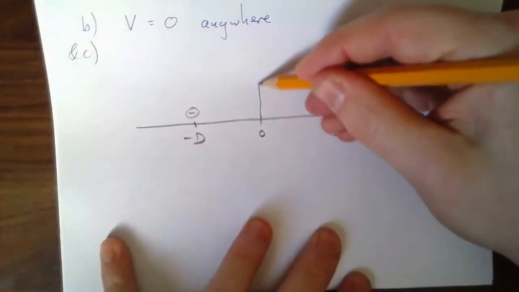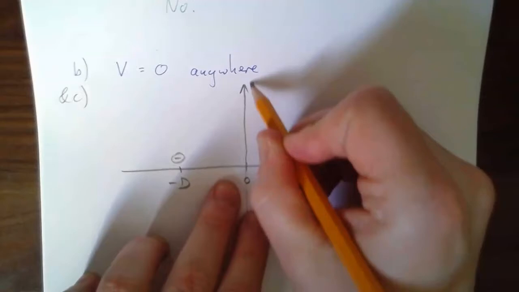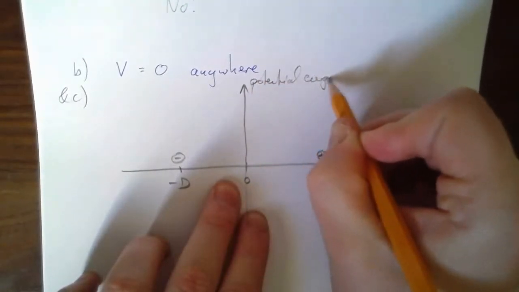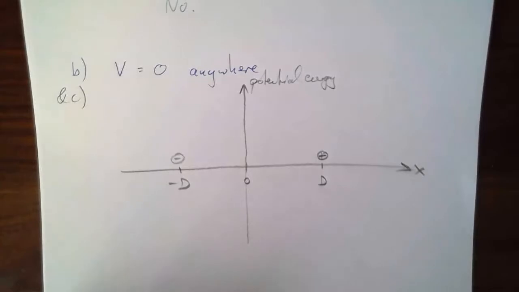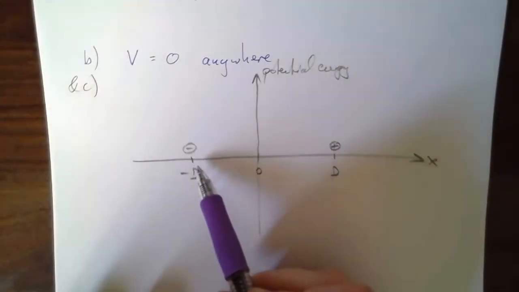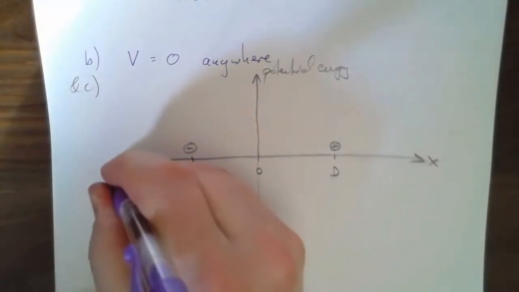So negative charge, let me draw it like this. I'm going to draw an axis here. This is the axis on which I draw the potential energy. Let's see if I can make this drawing work. I'm first going to draw the potential energy just due to the negative charge, and that is going to look something like this.